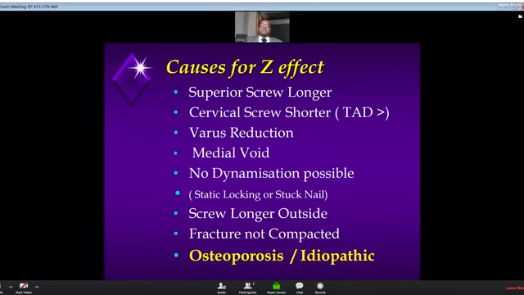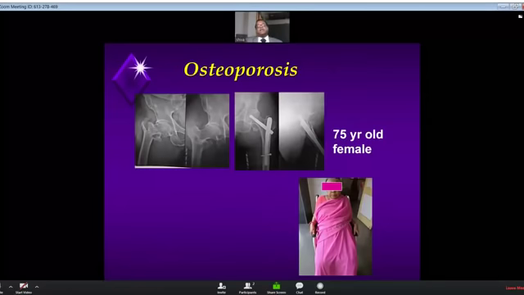Next is osteoporosis. Osteoporosis is everywhere in the world, including India, with the life expectancy increasing, the osteoporotic fractures as well as the problem of fixation in osteoporotic bone is very, very high.